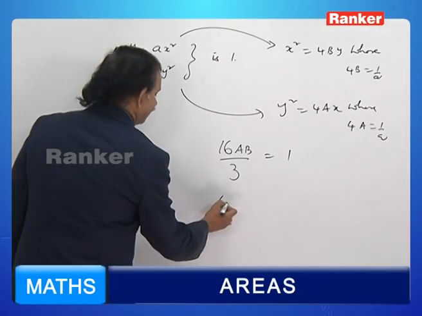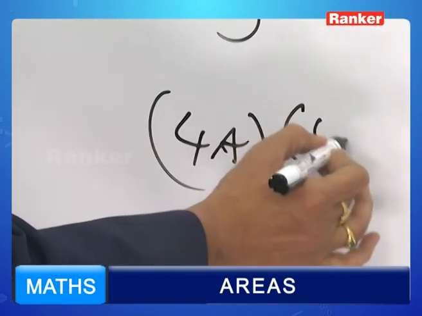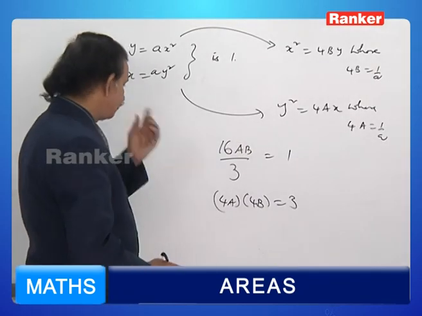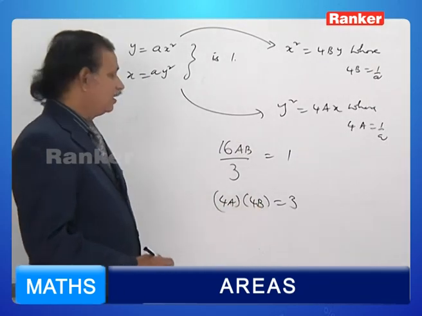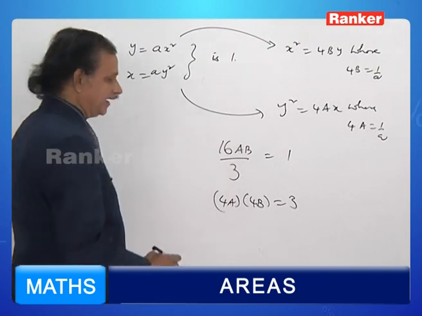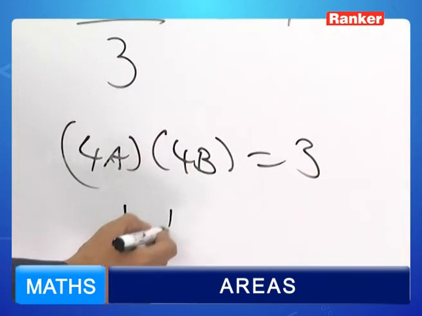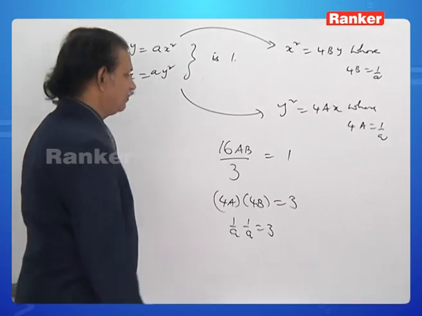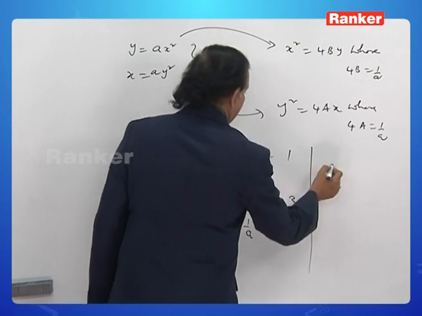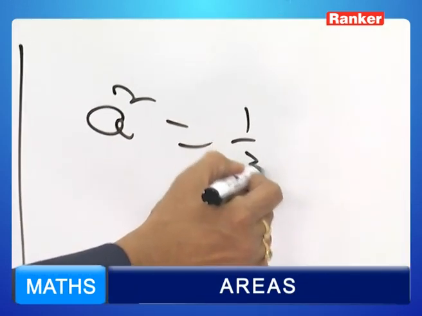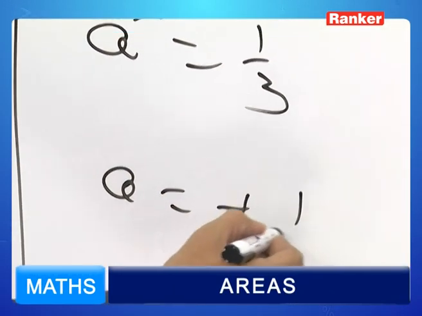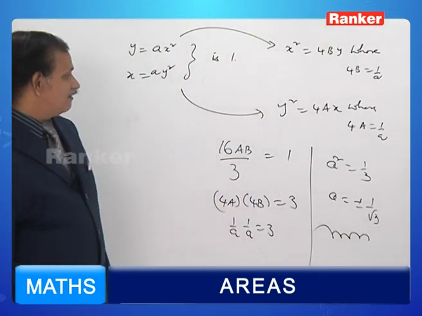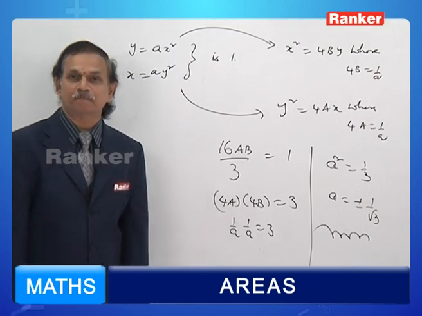Therefore, 4a into 4b is equal to 3. Am I right? 4a into 4b is nothing but 16ab, which is 3. But you see, what is 4a? 1 by a. 1 by a into 1 by a is equal to 3. So, a square is equal to 1 by 3. Hence, a is equal to plus or minus 1 by root 3. What is the value of a? Plus or minus 1 by root 3.